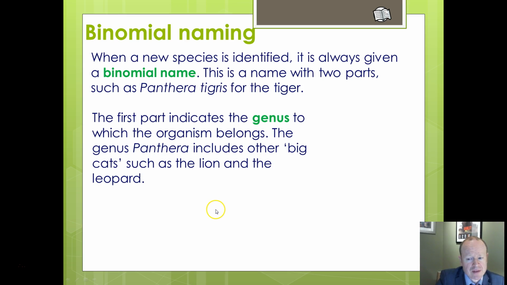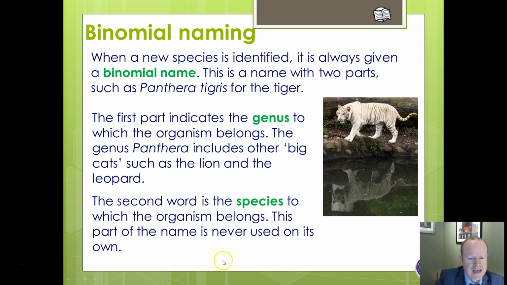The genus is a bigger group, so for example, the genus Panthera is big cats, so lions, leopards, tigers are all in that same genus. The species name is a specific group of animals, so it's never used on its own. We use Panthera tigris to refer to the tiger. We don't just call it tigris.